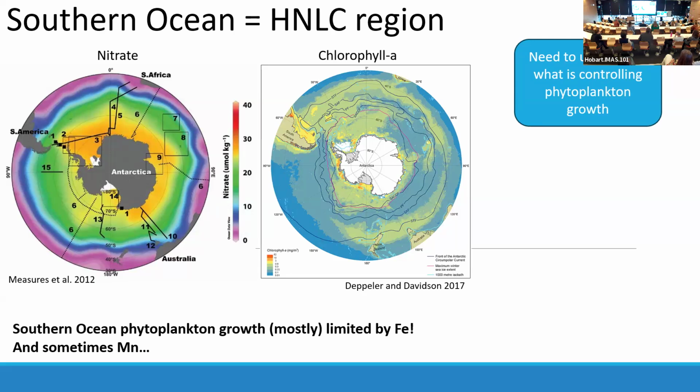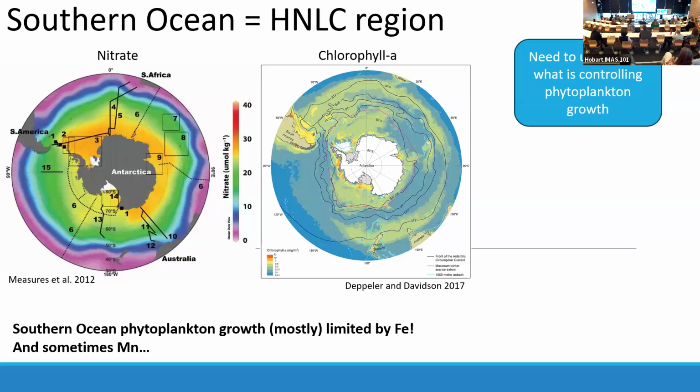But if you compare this to this climatology of satellite chlorophyll A concentration, chlorophyll is a pigment that's found in phytoplankton, and it's often used as a proxy for phytoplankton biomass. You can see that despite the fact that we have nitrate all around Antarctica, the phytoplankton is not spread equally all around. It's quite patchy. So there are some places where it doesn't grow where we would expect it to grow.